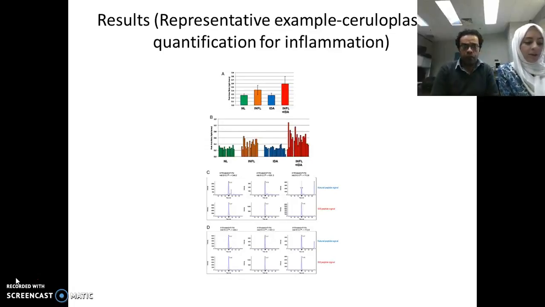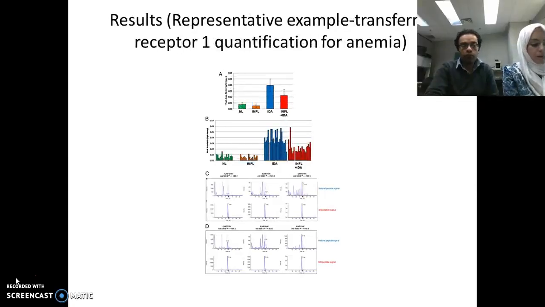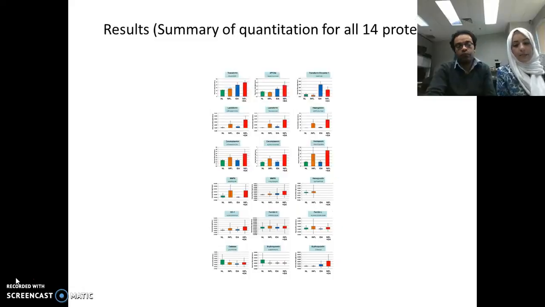The example of the data made in this MRM-based analysis are illustrated for a protein known to be induced by inflammation, cerebroplasmin. It is known that transferrin receptor 1 is well elevated in iron deficiency anemia, and the top graph A shows it is elevated in IDA mice.